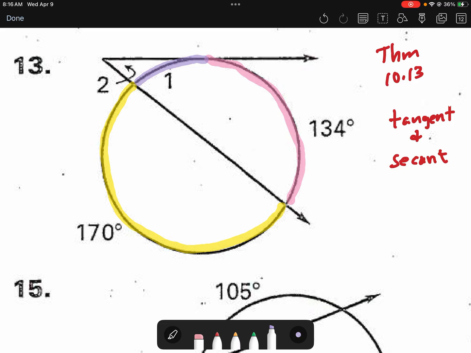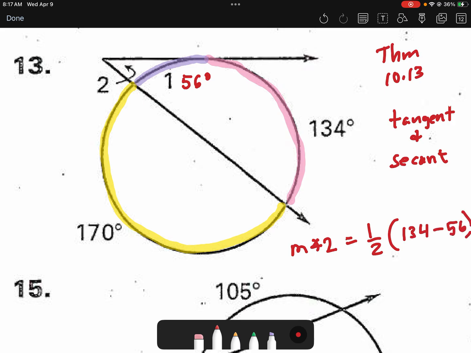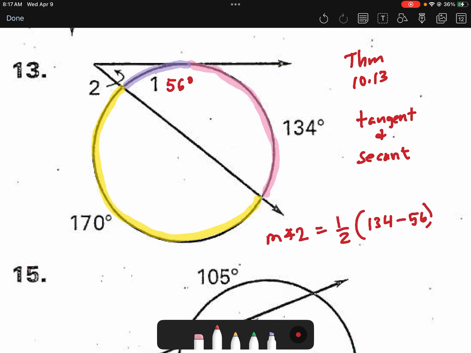Take 360. Subtract those two arcs away from 360. You end up with 50... so 56 ends up being the measure of the purple arc. Okay, now once you have that, you operate your business as usual. Measure of angle 2 is going to be half of 134 minus 56. And again, you're subtracting because that angle is outside of the circle. 134 minus 56 divided by 2. I got 39 for the measure of angle 2.